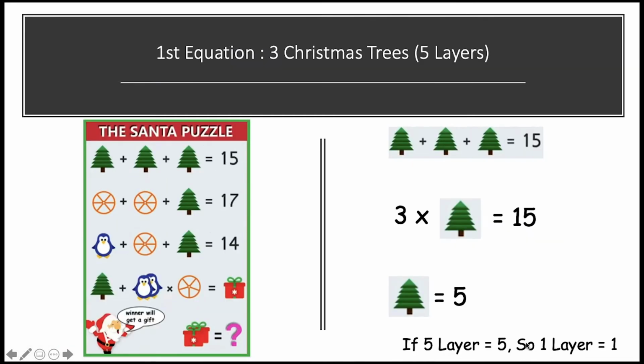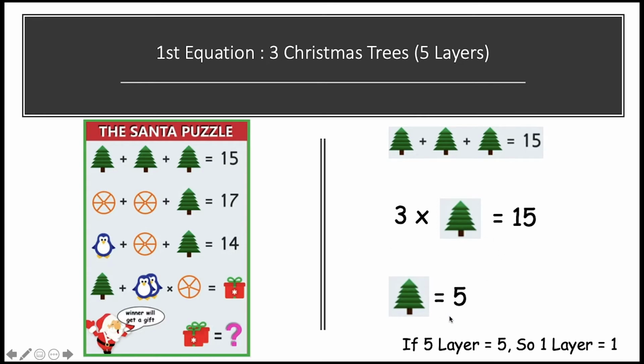Here we go. I'll first take my first equation, which has 3 Christmas trees, and these Christmas trees have 5 layers. 1, 2, 3, 4, 5. So 3 Christmas trees, whose sum is equal to 15. On solving this equation, we get 3 into 1 Christmas tree is equal to 15. So 1 Christmas tree is equal to 15 by 3, which is 5.